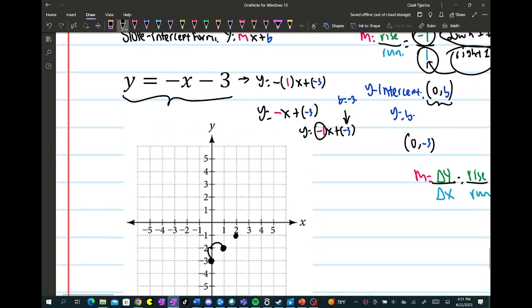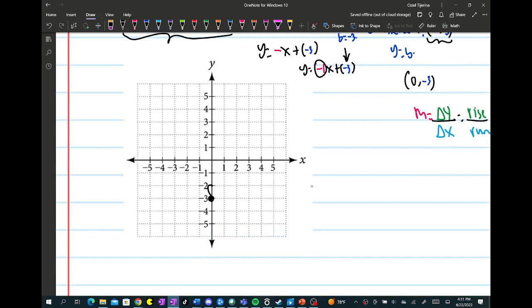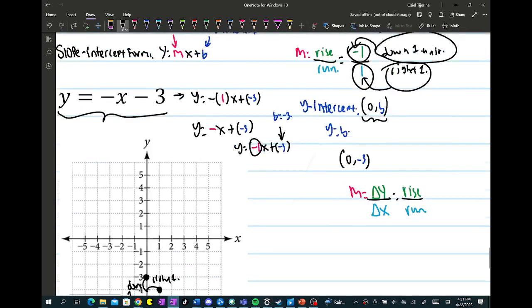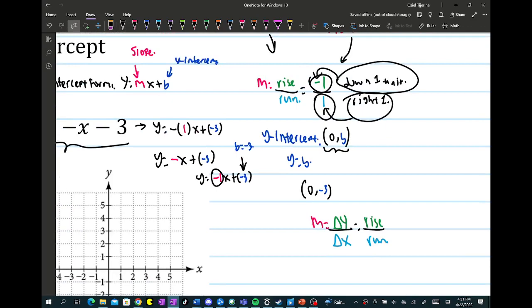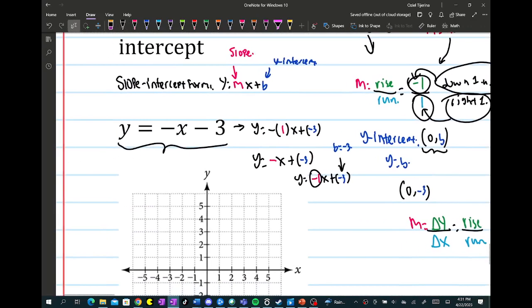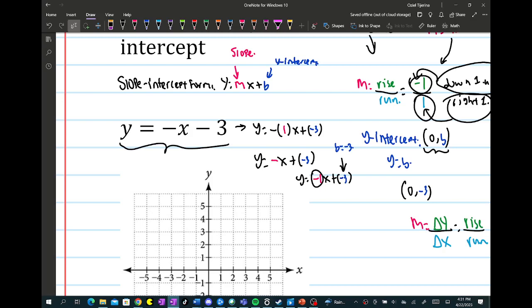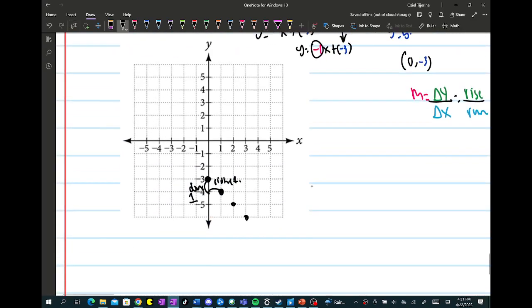Actually, no, I'm sorry. Down 1 to the right 1. So you see how we're going down 1 unit and to the right 1 unit because our slope is negative. It's really negative x, so there's a negative 1 there. That is our slope. It's rise over run. So down 1, right 1, down 1, right 1, down 1, right 1.